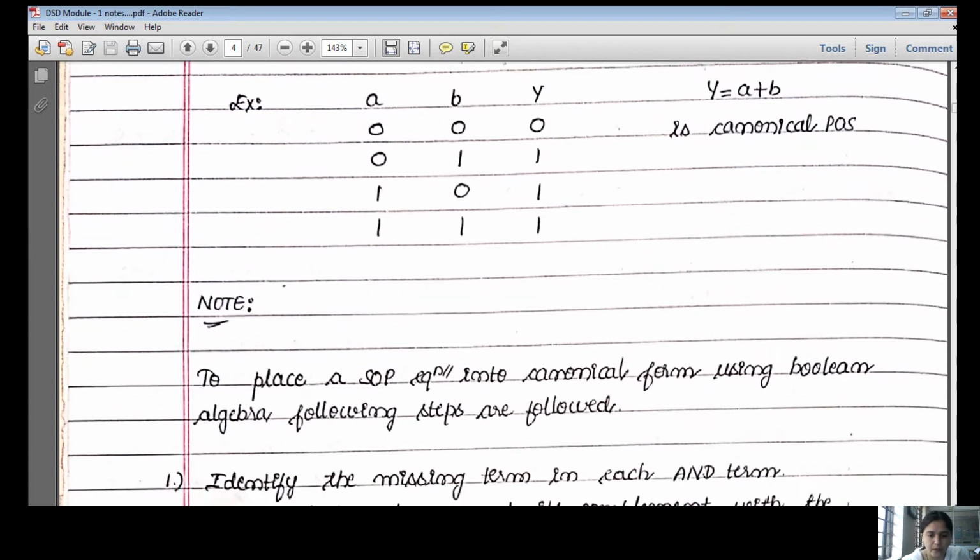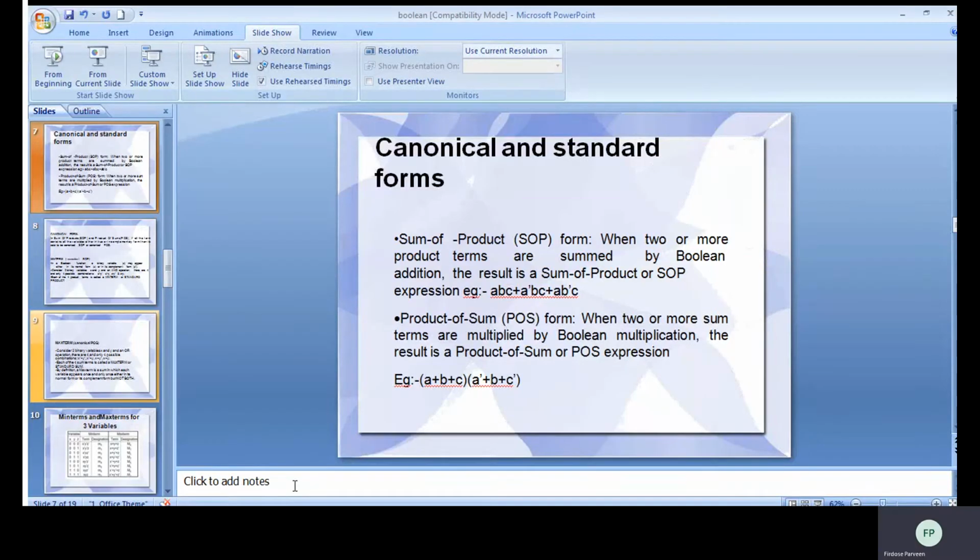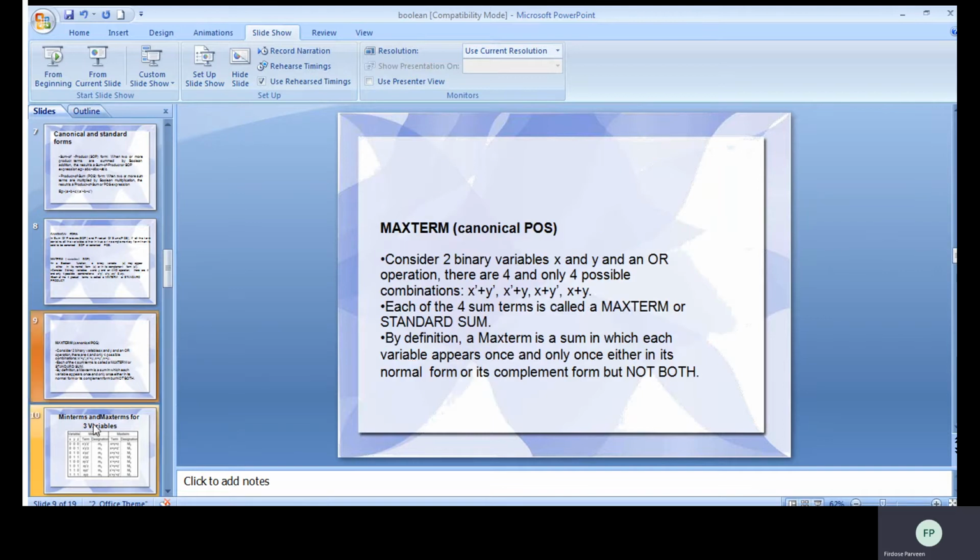So next. We have seen canonical and standard forms. As I've already told you, sum of product, product of sum. These are called min terms, A B C, A bar B C, A B bar C. So this is sum of product and this is product of sum. So next coming to min term, I've already explained this one.